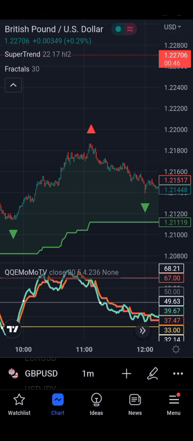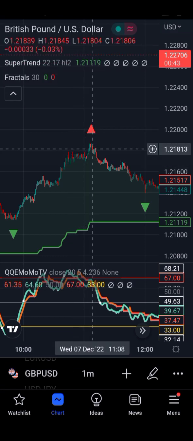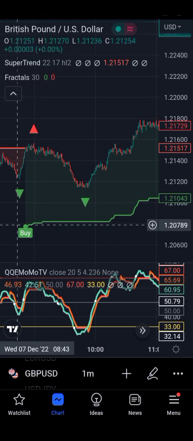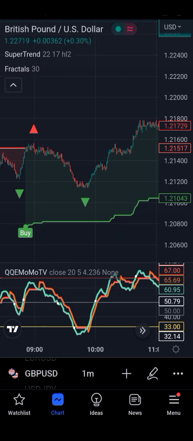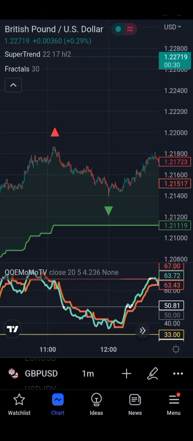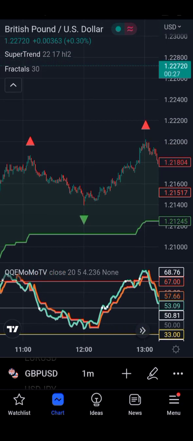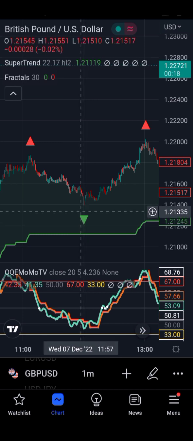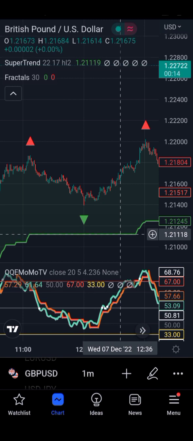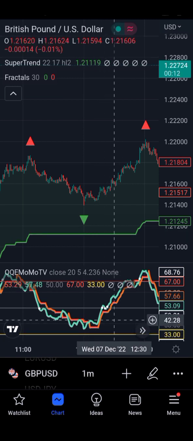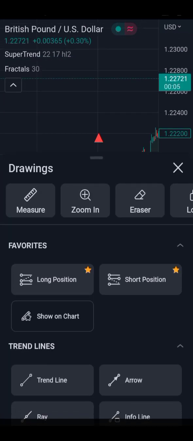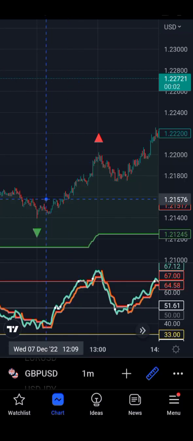Okay guys, now check here. Fractal gives a sell signal, but Super Trend gives us a buy trend. So don't trade, because Super Trend gives us a buy trend. So check below, Fractal again gives a buy signal, and Super Trend is also a buy trend. Okay guys, and check below, QQE Momo gives us a buy signal: the green EMA crosses above the orange EMA. So that is our entry point, and check our risk and reward ratio.